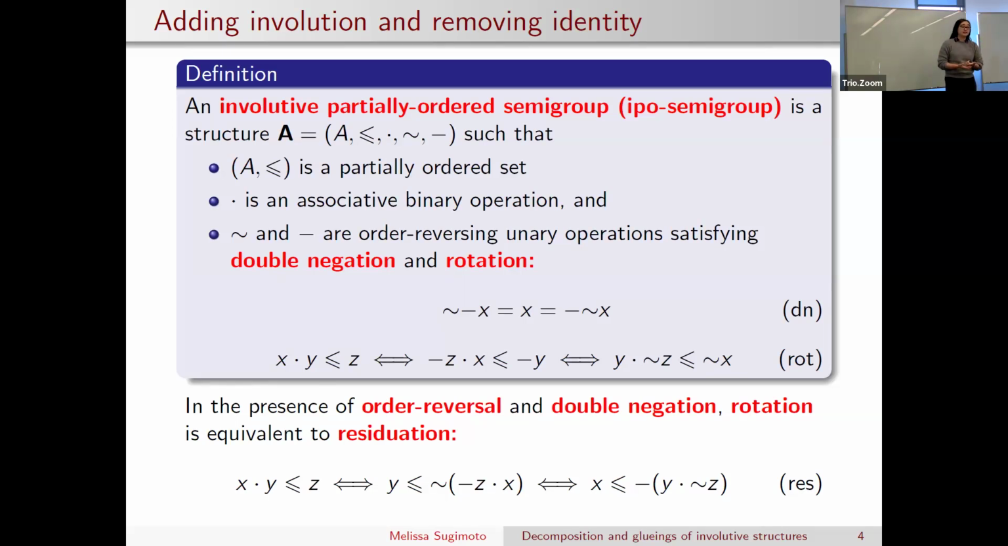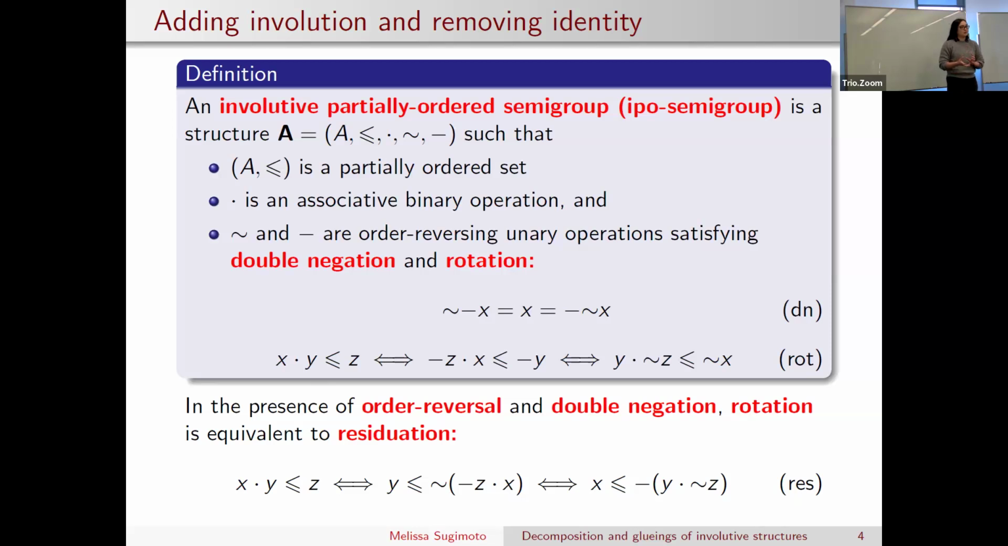And then the second property that we've got to satisfy here is called rotation, which is called such because we can essentially rotate the elements x, y, and z around the inequality by applying these unary negations, which is to say that x times y is less than or equal to z if and only if minus z times x is less than or equal to minus y, or equivalently, y times tilde z is less than or equal to tilde x.